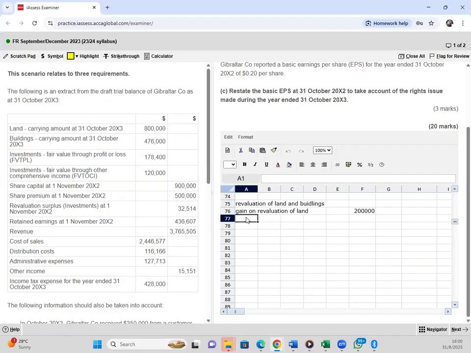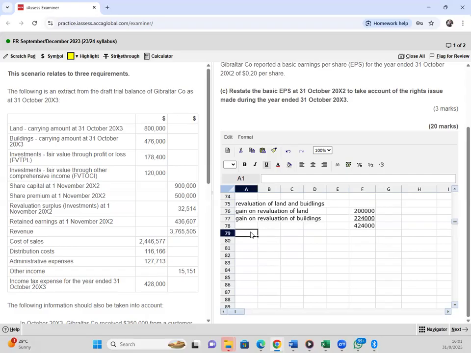So gain on revaluation of land. Then we have also the buildings. Gain on revaluation of buildings. So the gain on revaluation for buildings, the buildings are now worth 700,000, minus they had a carrying amount of 476,000. There's something I need to demonstrate there. So there's the issue of they've talked about the deferred tax. So overall, there is a gain on revaluation. So the gain on revaluation is 424.